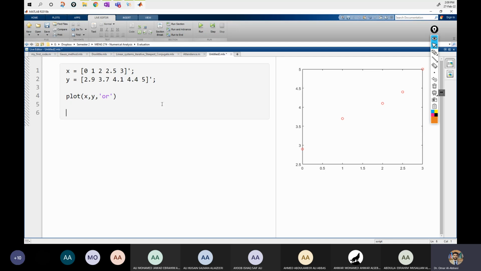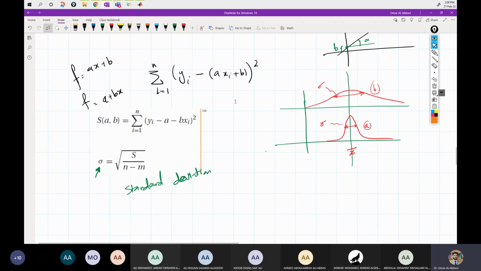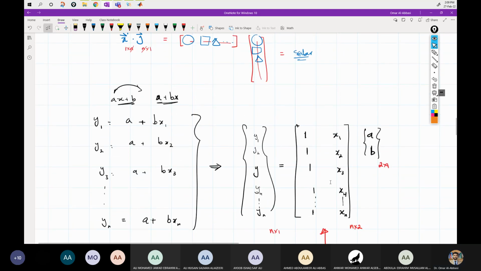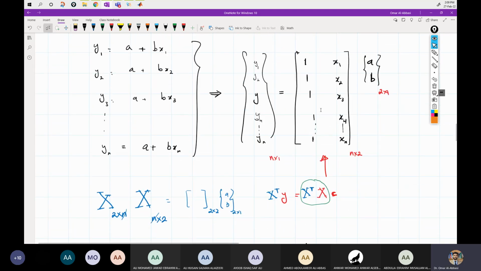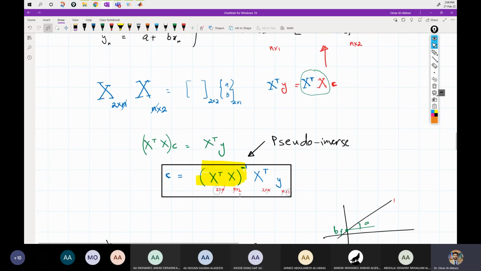What do I want to do now? I want to define how many points. I will do this procedure now. I'll create this X capital matrix. I will take the transpose and multiply it by X. I will find the inverse. I will multiply it by X transpose times Y, and I will find the coefficients A and B.